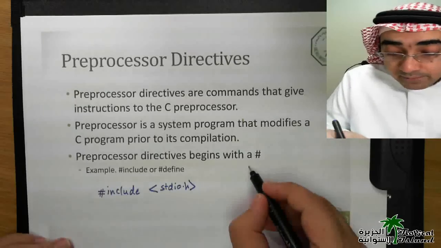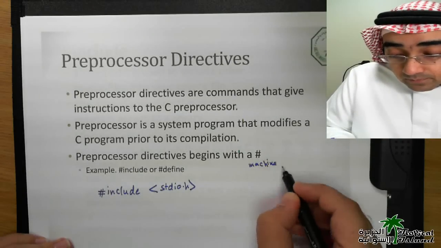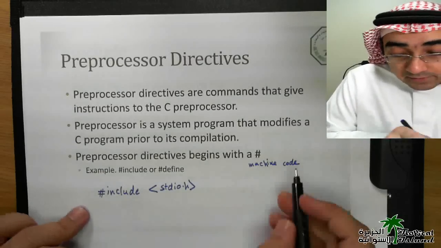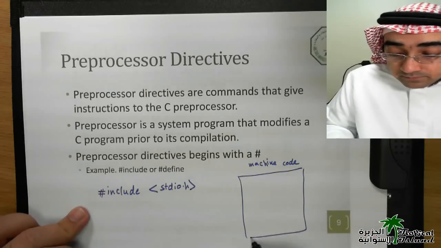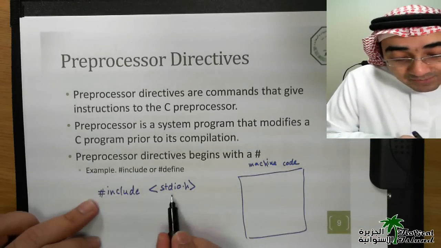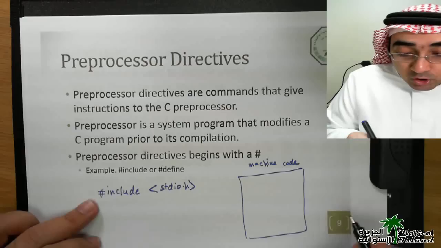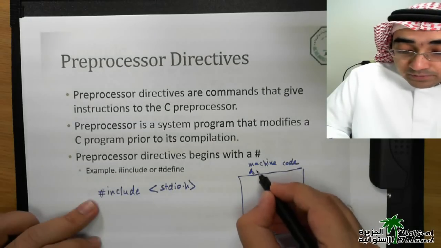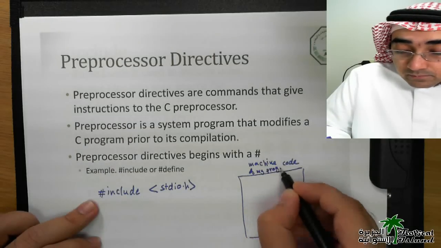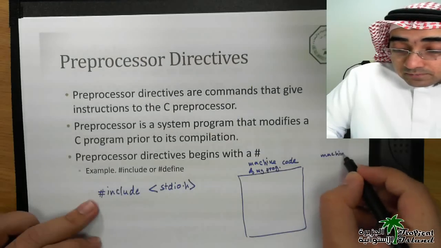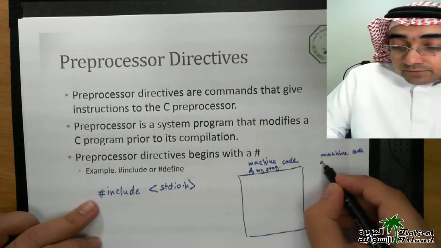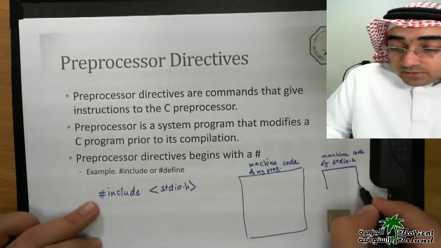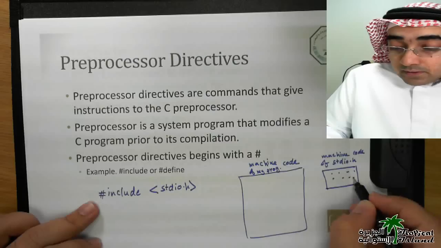include stdio.h, what's going to happen in the machine code of my program is that first the machine code is going to be empty, and then when the compiler comes to a hash include stdio.h, it's going to go to the machine code. So this is the machine code of my program, and this is the machine code or the object file of stdio.h.